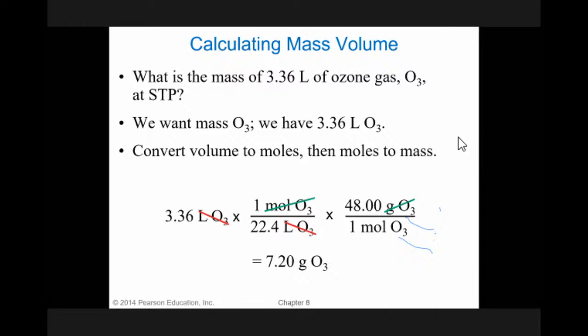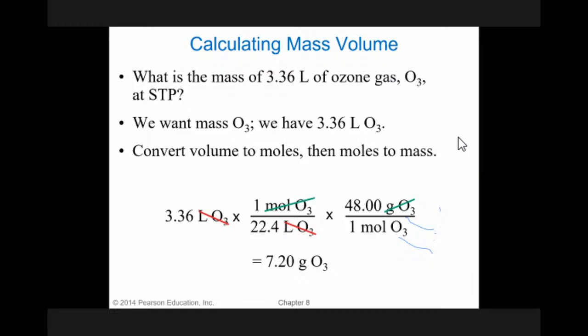So every time they ask this question, what is this at STP? You say to yourself, okay, I know what they're asking. They're asking me to find such and such when the temperature is 0 degrees Celsius, the pressure is 1 atmosphere, and the volume is 22.4 liters. Keep that in your mind all the time. The question says, what is the mass of 3.36 liters of ozone gas at STP? So we want the mass of O3 at STP when the temperature is 0 and the pressure is 1.